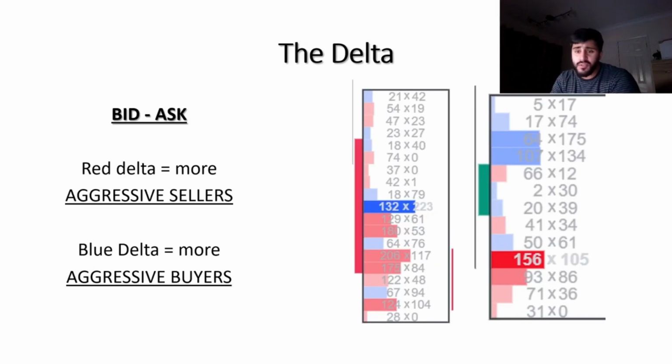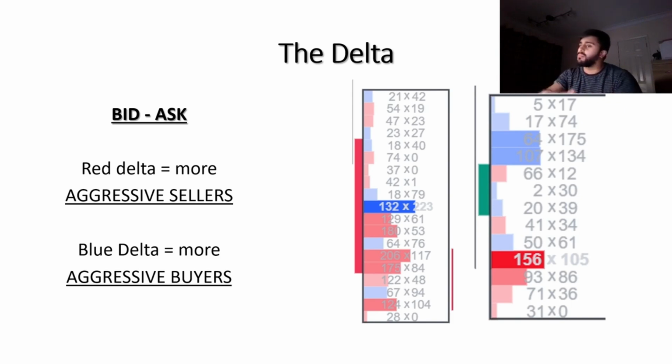Easiest to understand. The delta is the bid minus the ask, a simple subtraction equation. So red delta represents a negative delta. So there's more aggressive sellers than there are aggressive buyers. There's more sellers than there are buyers in the present moment. That's simple to understand. Red represents more selling.